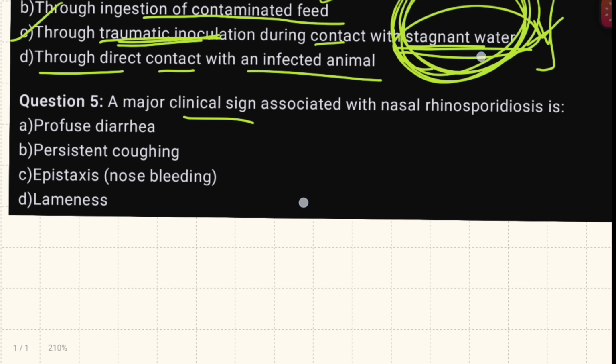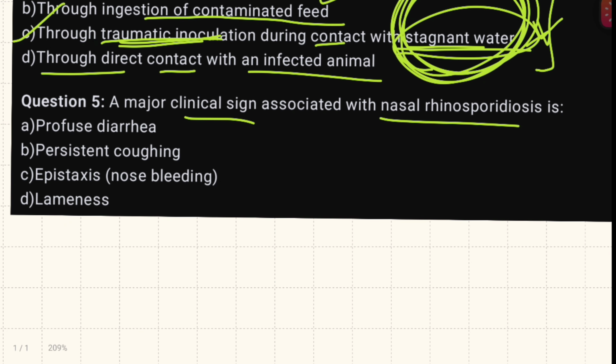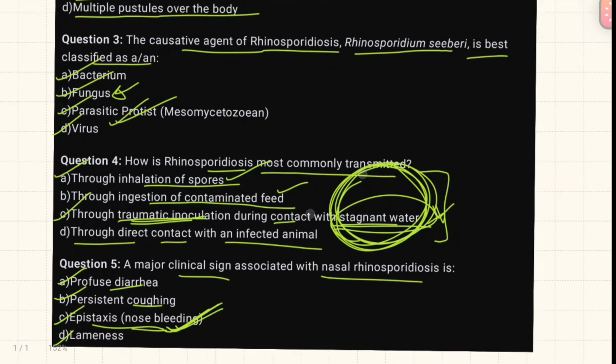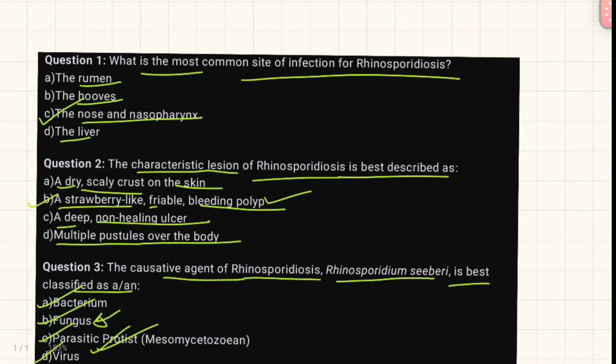Now, the major clinical sign associated with nasal rhinosporidiosis is profuse diarrhea, persistent coughing, epistaxis, or lameness? The answer is epistaxis, that is nasal bleeding. So these are a few MCQs on rhinosporidiosis.